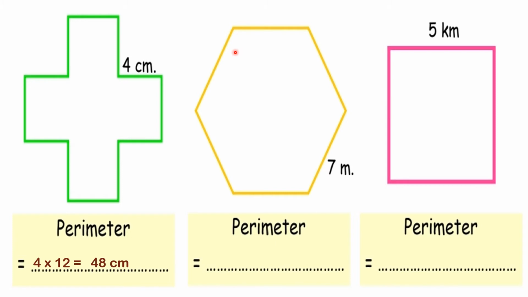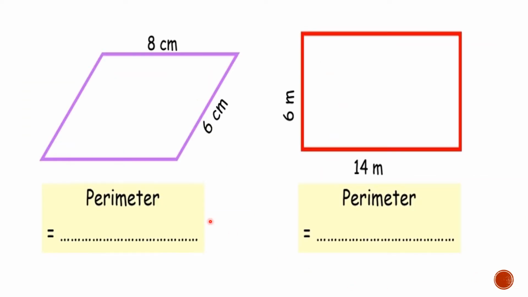Let's find the perimeter of this regular shape that has one side of 7 meters. So 1, 2, 3, 4, 5, 6. So it's 7 by 6, which will give you 42 meters. This square has one side equal to 5 kilometers. So it's 5 by 4, which will give you 20 kilometers.